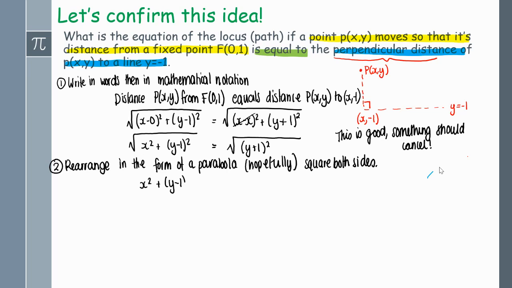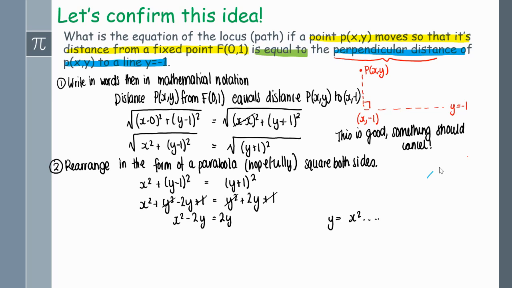We'll have x squared plus (y minus 1) squared, because by squaring this side, the square root signs will disappear. The same with the other side, we'll just be left with what's underneath the square root sign. Then expand both of these sides. Notice that the positive ones will cancel, the y squares will cancel. I'll be left with x squared minus 2y equals 2y.